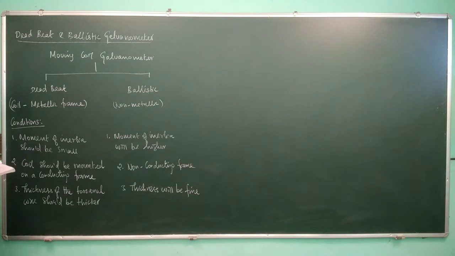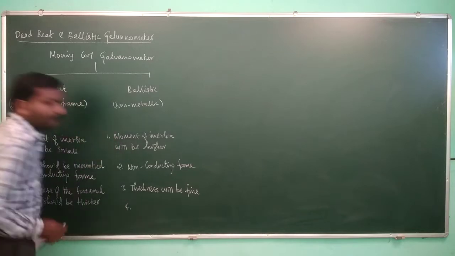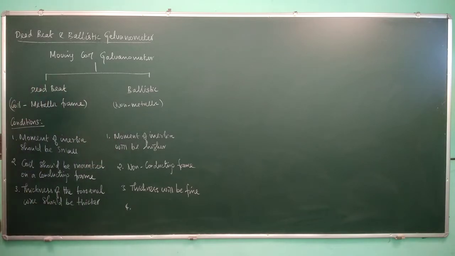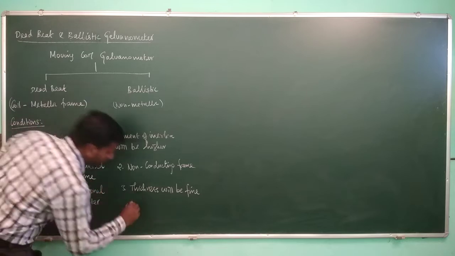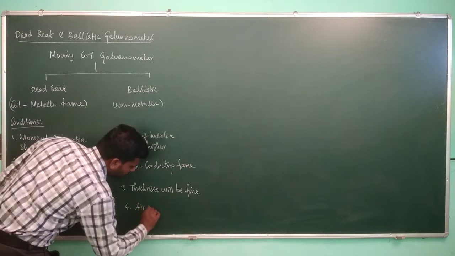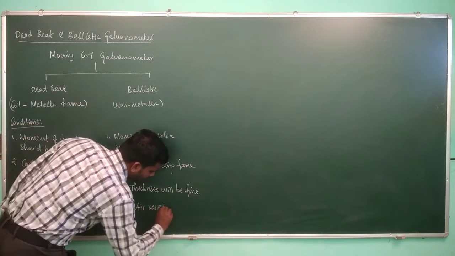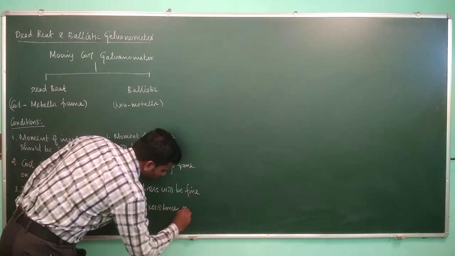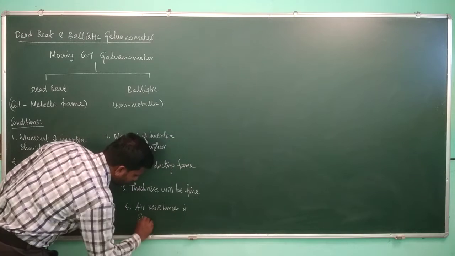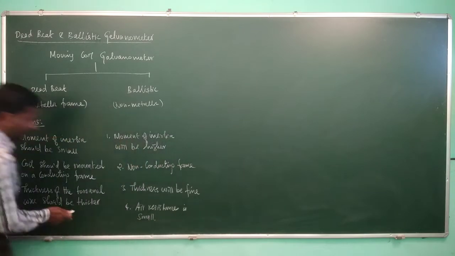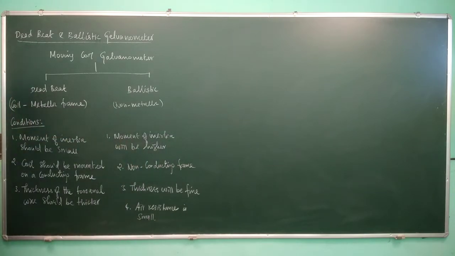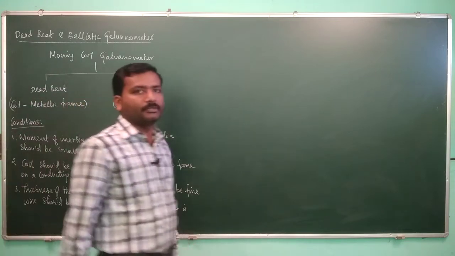And the fourth point is, here we take a little extra measure in order to minimize the air resistance. Air dragging resistance is small when compared with this case. So these are the conditions in order to achieve deadbeat and ballistic galvanometers.